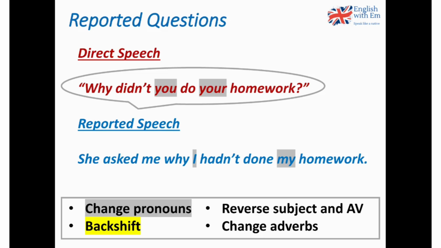We're going to backshift. Didn't do in the past simple becomes hadn't done in the past perfect. We're going to reverse the subject and the auxiliary verb. Didn't you becomes I hadn't. And there are no adverbs here, so we don't need to worry about that.